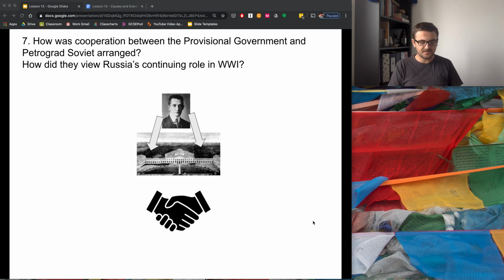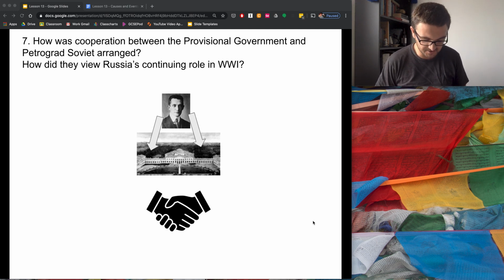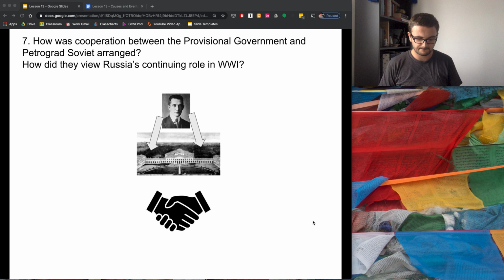Let's go through it. So, that man there is Kerensky. And Kerensky was the only member of both the Petrograd Soviet and the Provisional Government. He was appointed to both. Now, he negotiated an agreement for the Soviet and the Provisional Government to work closely together. And this would be known as the dual authority.